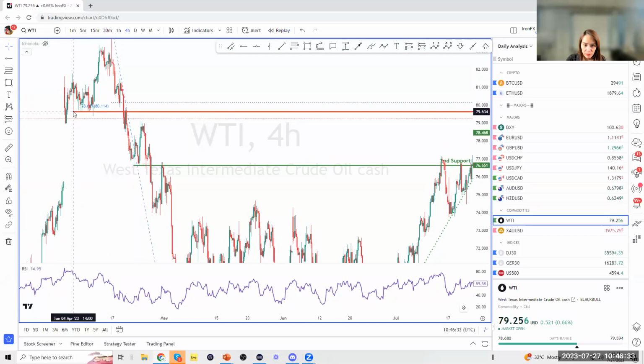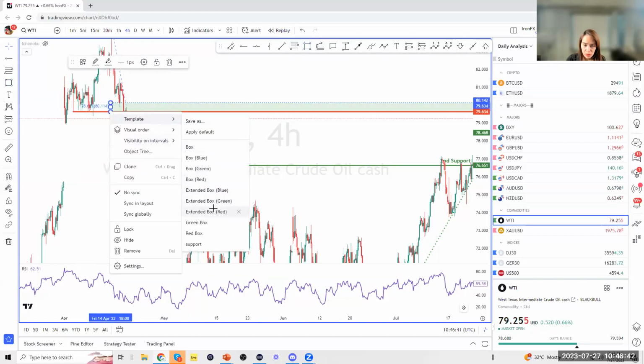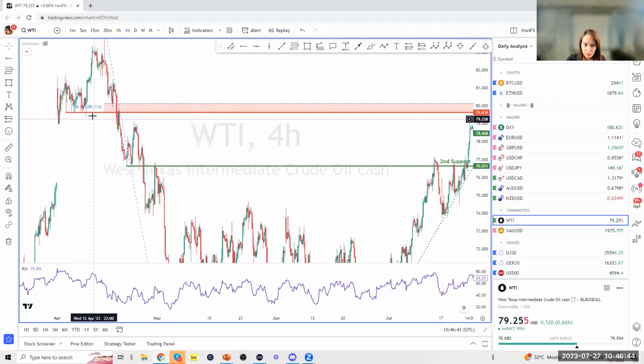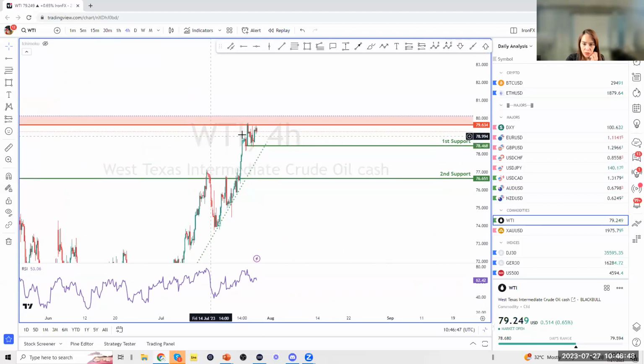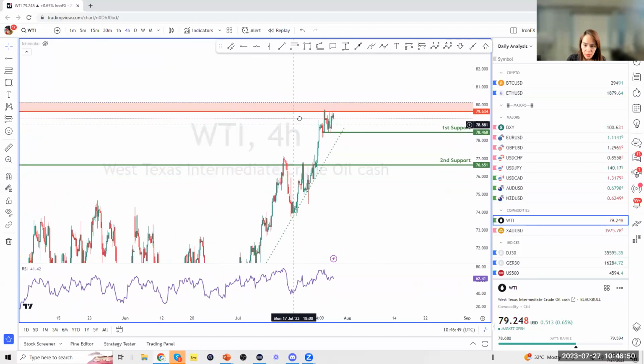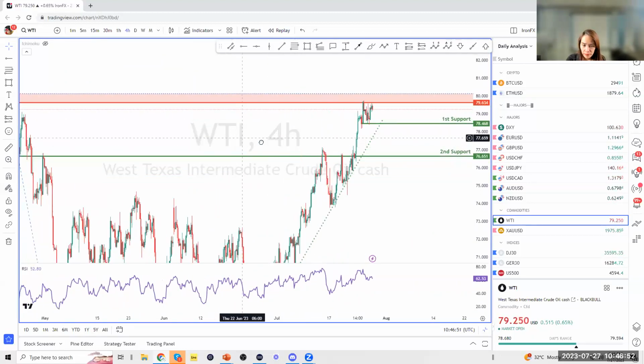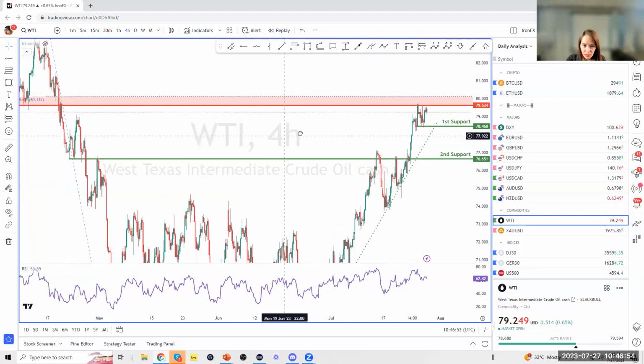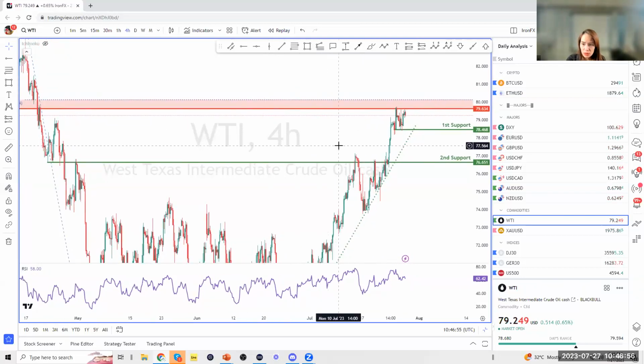You see here, even though we do have 78.6%, if you were to draw the zone like this, it's going to be like this one. Okay, see, price could not go above this zone, and then price bounced off from this level. But what about our support?